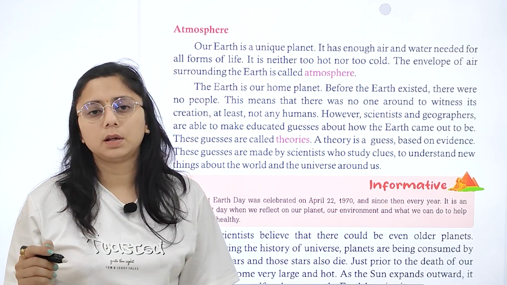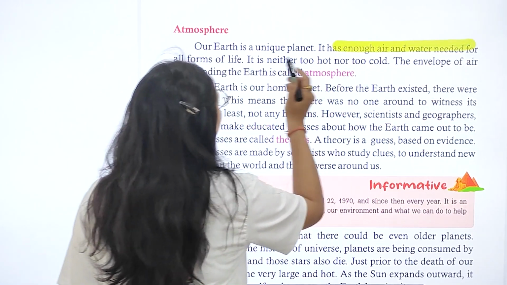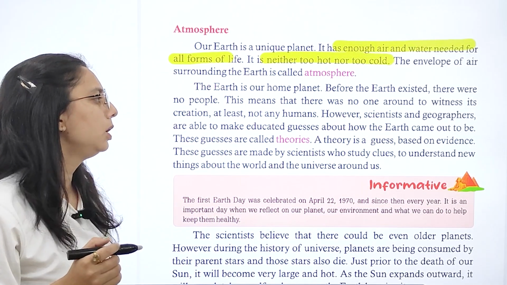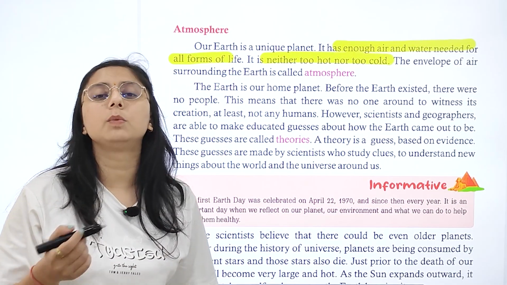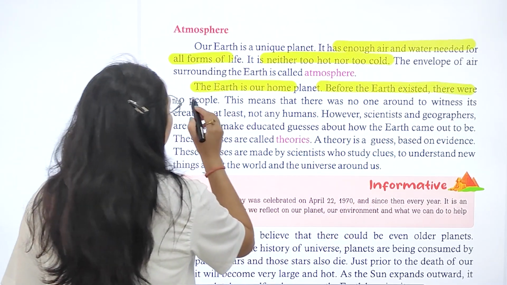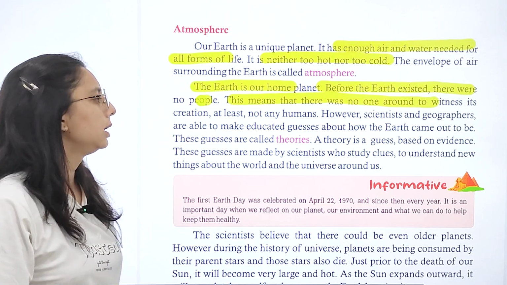Now atmosphere. Our Earth क्या है? Unique planet है. It has enough air and water needed for all forms of life. It is neither too cold nor too hot. और जो envelope of air है उसको कहा जाता है atmosphere. The Earth is our home planet. Before Earth existed, there were no people. This means that there was no one around to witness its creation.